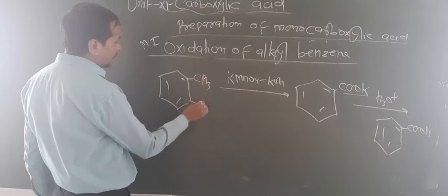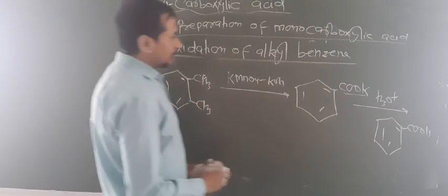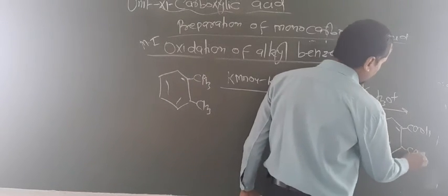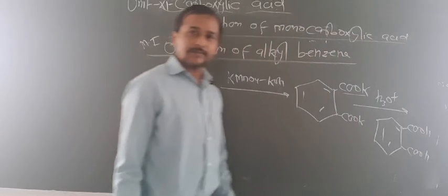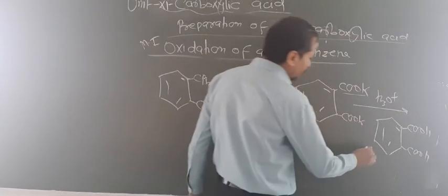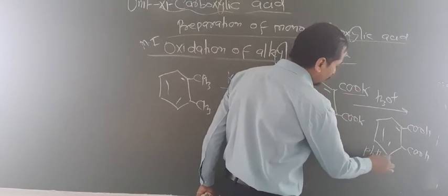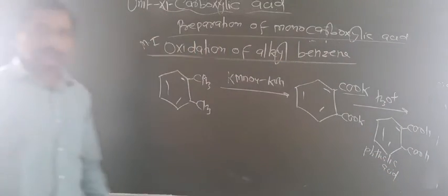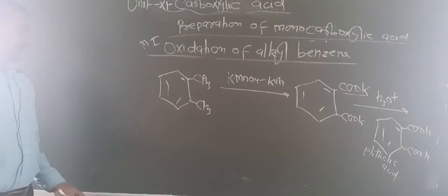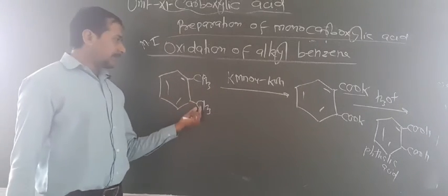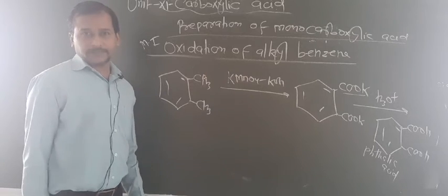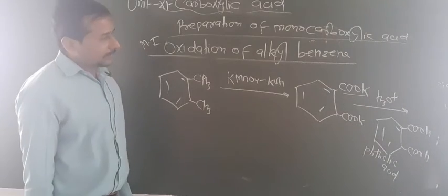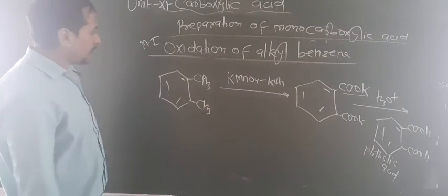Now if you take 2 carbons here, look at here, what happens? CH3 is taken 2 times. Now again these will change into 2 times COOH and finally 2 times COOH are added. This is known as phthalic acid, or you can say benzene 1,2-dicarboxylic acid. So whatever the carbons are there, they will be converted into acid in presence of KMnO4, and after hydrolysis they will produce the corresponding acid.